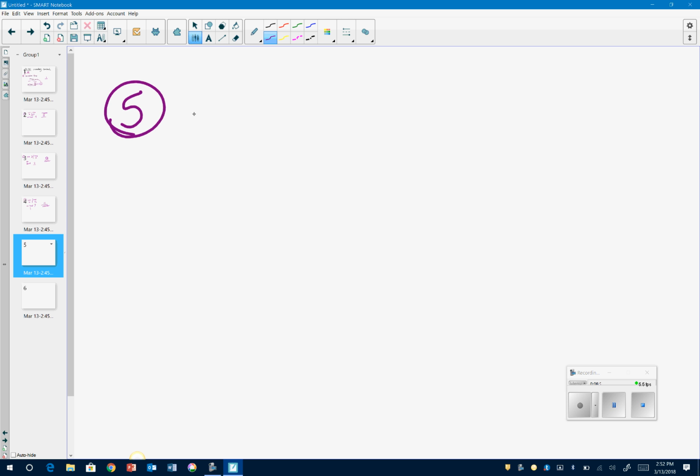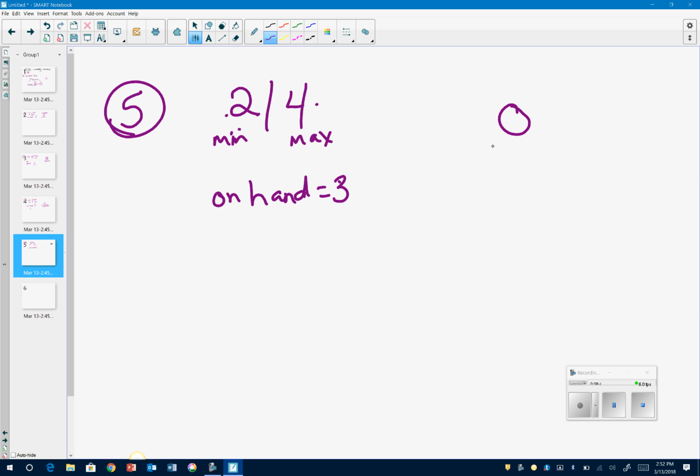Number 5, you have Nitrostat. You have 2 and 4. Remember, 2 is the minimum and 4 is the maximum that you would want to keep in stock. On hand, you have 3. So you're between your minimum and your maximum, so you do not need to reorder anything. Reorder 0.